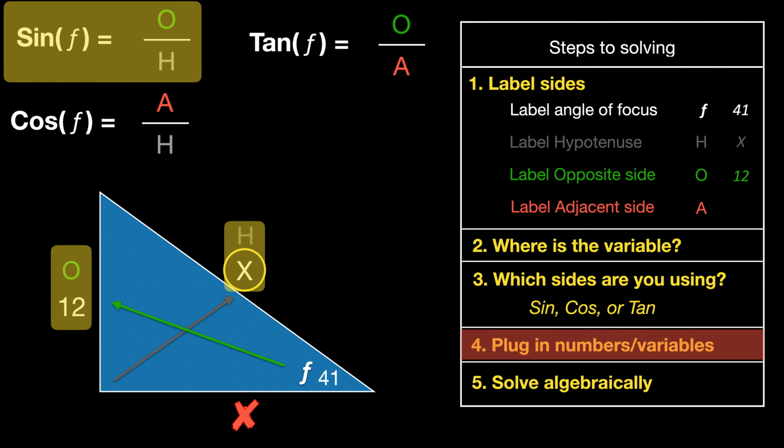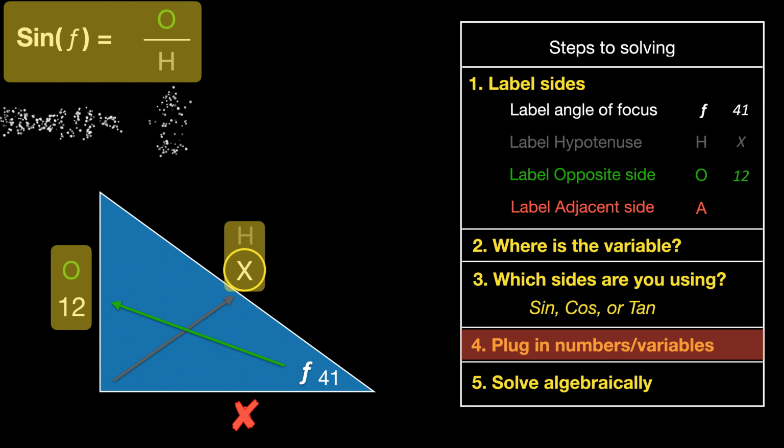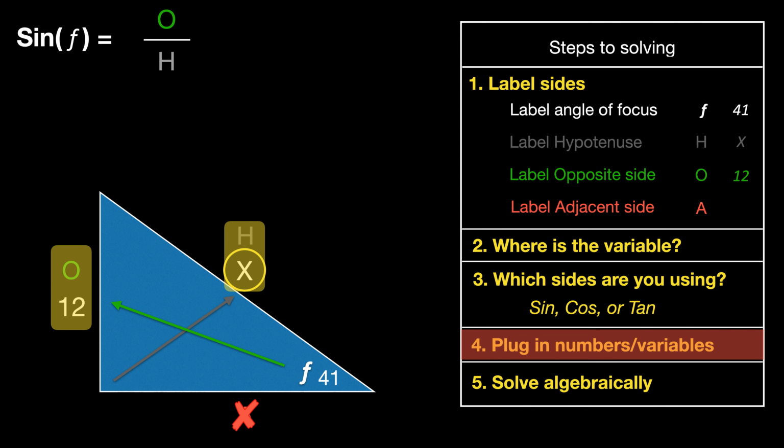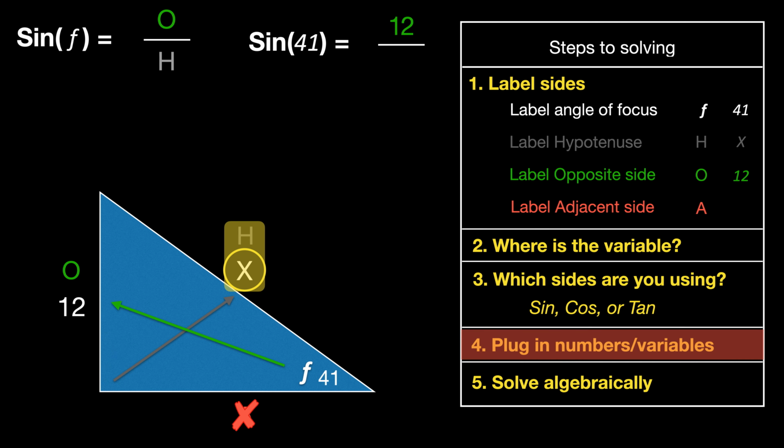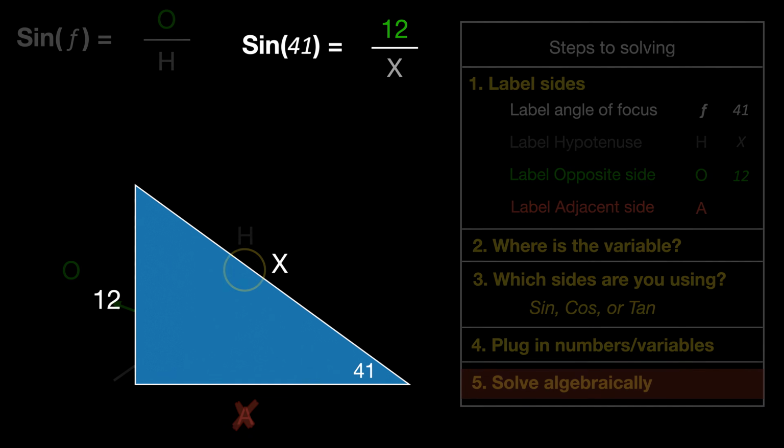So we can get rid of cosine and tangent, and now we can plug everything into that function right up there. The angle of focus is 41, so we're going to have the sine of 41 equals O over H. O is 12. H is our variable x. Now that we have it set up, let's go ahead and solve algebraically.